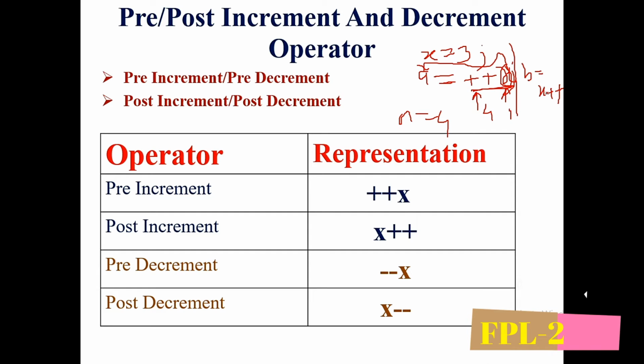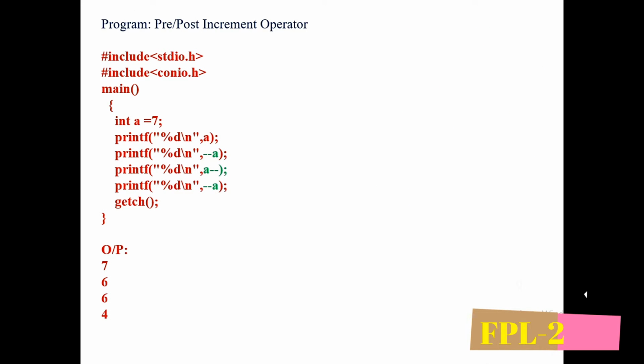Now b is equal to x plus plus. Looking at this from left to right, it will come at x first. The value of x is 3, and whenever you have x, it will immediately give it to b. So b will have 3, and afterward, after giving that value to the variable, it will increment the value of x. Then x will become 4. In both cases, after execution, x will become 4, but there is a difference in assigning that value to the related operator.